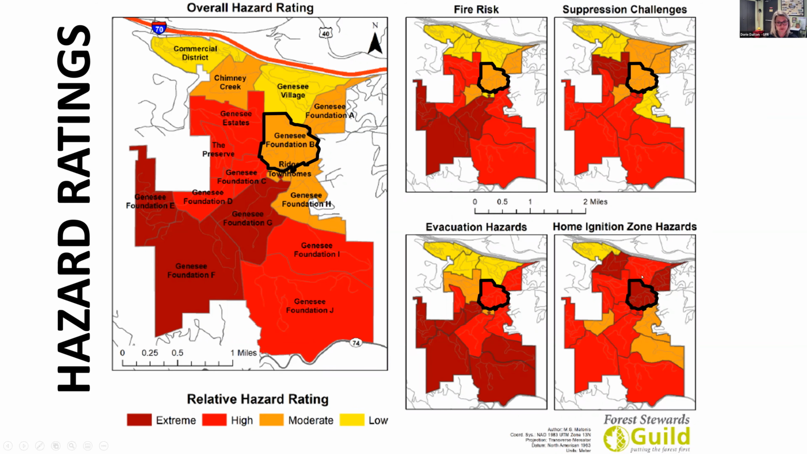Finally, for the last variable, we talk about your home ignition zone hazards, and that's right here. Again, you're outlined in this dark black. You can see that it's a dark maroon color, and this is going to be based on your home ignition zone hazards, which would include the materials your home is made of, your roof, your siding, and how much of a defensible space you have created for yourself.